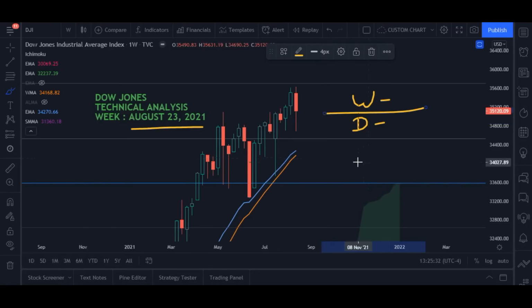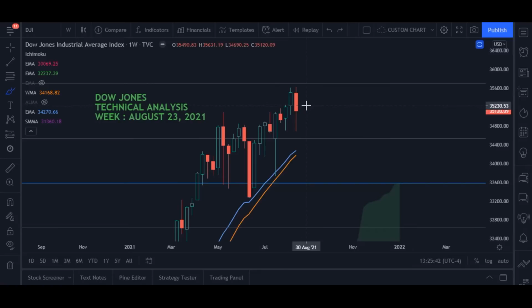Now I'm going to start with the weekly analysis first. This is the weekly chart and these are the weekly candles. If you look into this, the last candle, it's a bearish candle and it was as expected. So last week I told you that the market is about to fall, and once the market falls, then it will regain some of its bull momentum. So this is exactly what has happened in the last week, the week of August 16th.